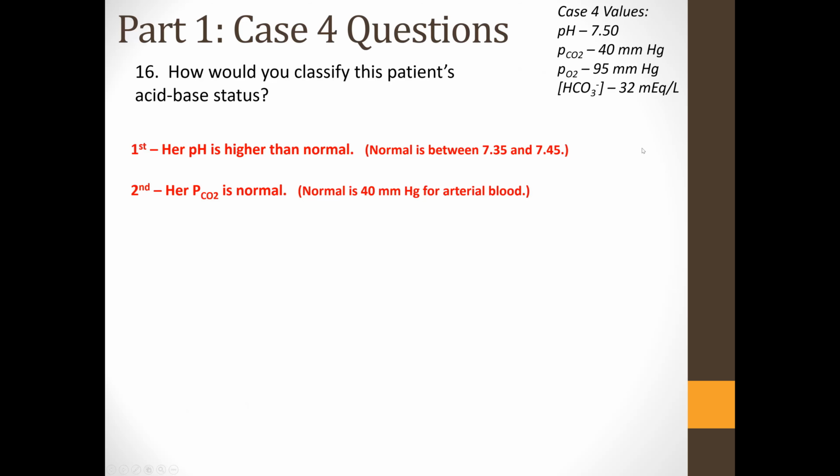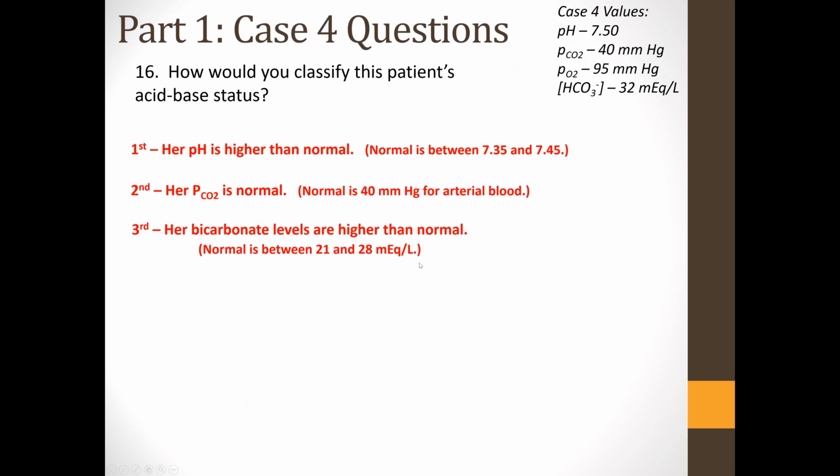Her carbon dioxide level is normal. Normal is 40 millimeters mercury for arterial blood, and hers is 40 millimeters mercury. So right away I can see that there is no association between pH and carbon dioxide levels, so that is a big clue that I am looking at metabolic alkalosis. But let me go ahead and check her bicarbonate levels.